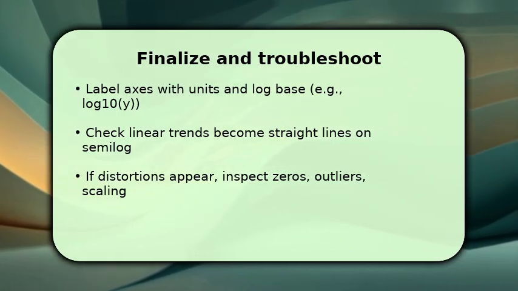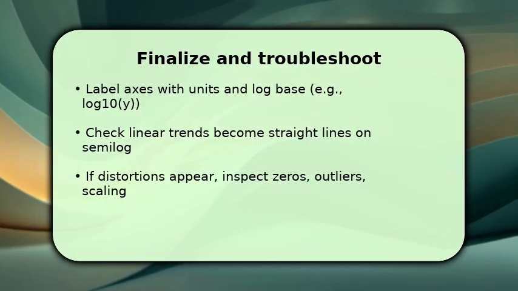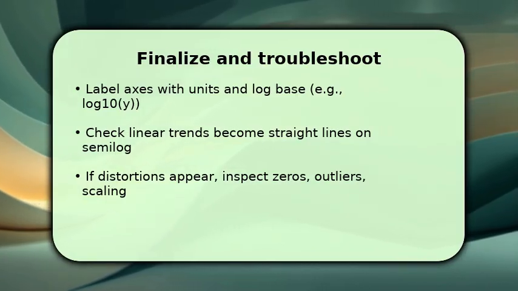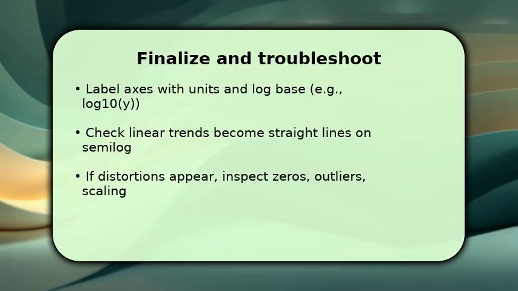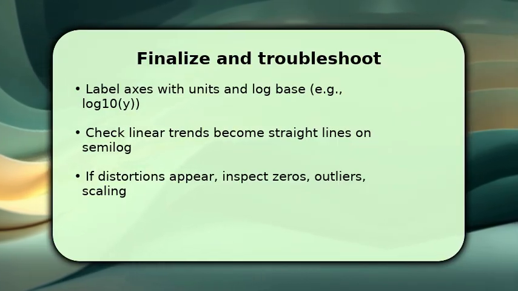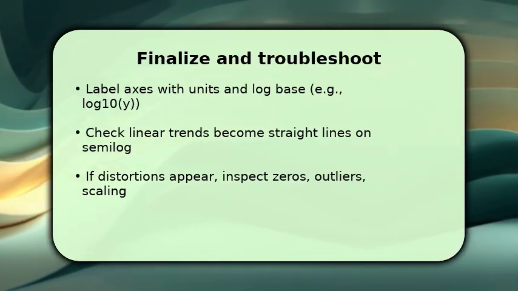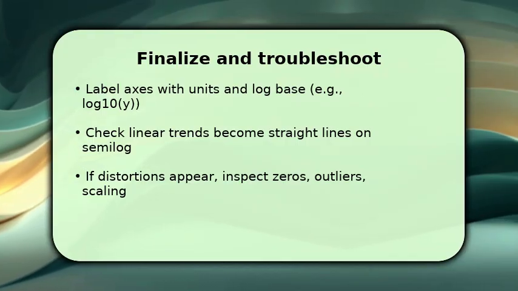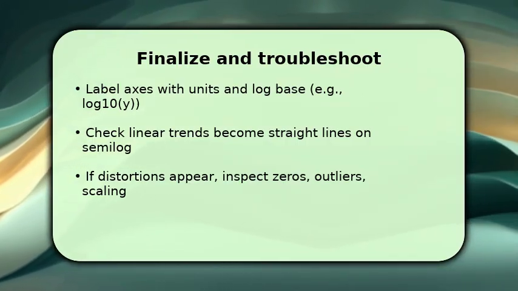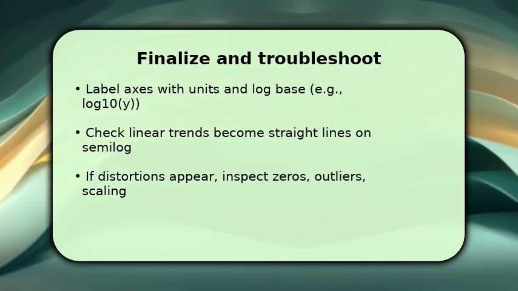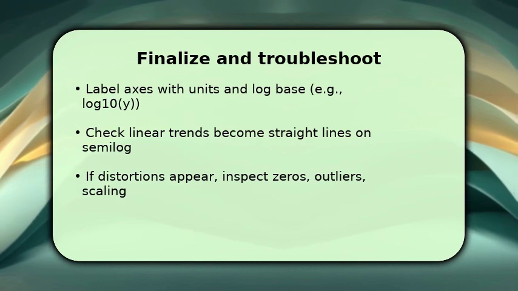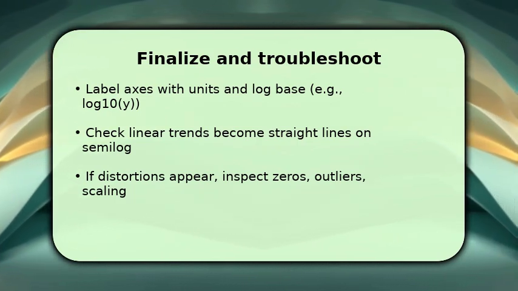Exponential growth or decay should appear as straight lines. Curvature signals departures from pure exponential behavior. If the plot looks distorted, double-check for zeros, negatives, or extreme outliers that skew the scale and verify you use the intended log base. If necessary, rescale or use offsets, and replot until interpretation is stable.